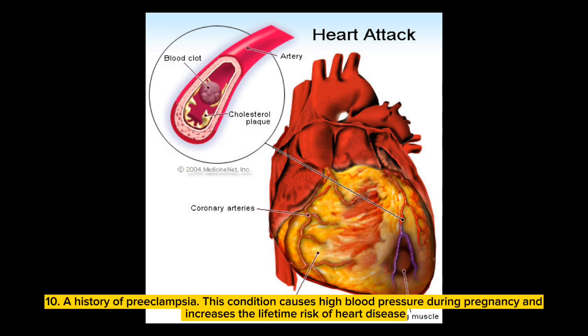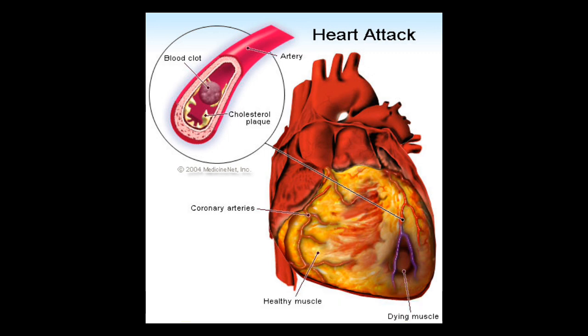11. A history of preeclampsia. This condition causes high blood pressure during pregnancy and increases the risk, after delivery, of lifetime heart disease. Diabetic patients sometimes have silent MI because they have dead nerves from diabetic neuropathy.